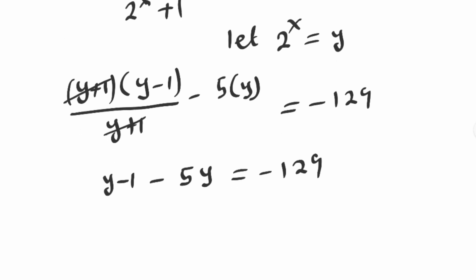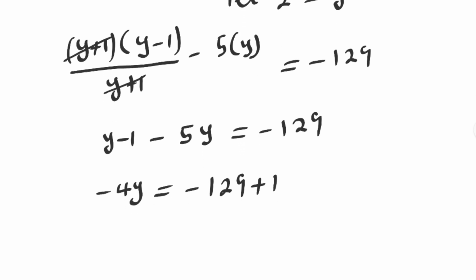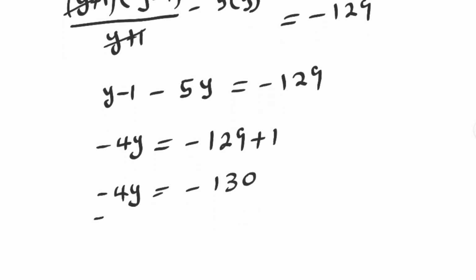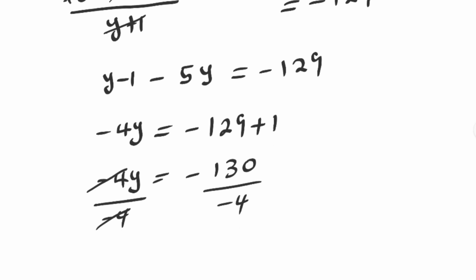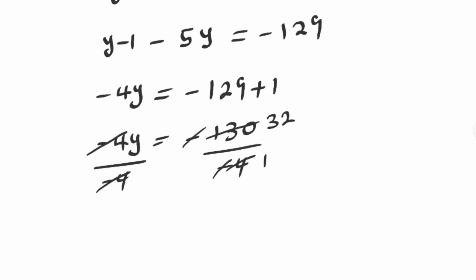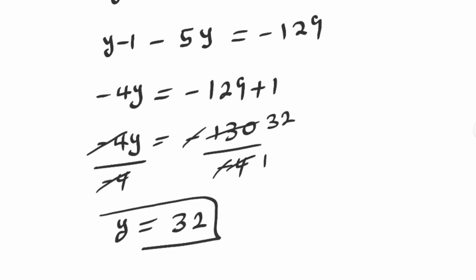Now here we have y minus 5y. This is minus 4y is equal to minus 129 plus 1. Minus 4y is equal to minus 130. Let us divide both sides by minus 4. This minus 4 cancels this minus 4, then this minus cancels this minus. 4 here, 1; 4 here, 32. Y is equal to 32. This is the value of y.